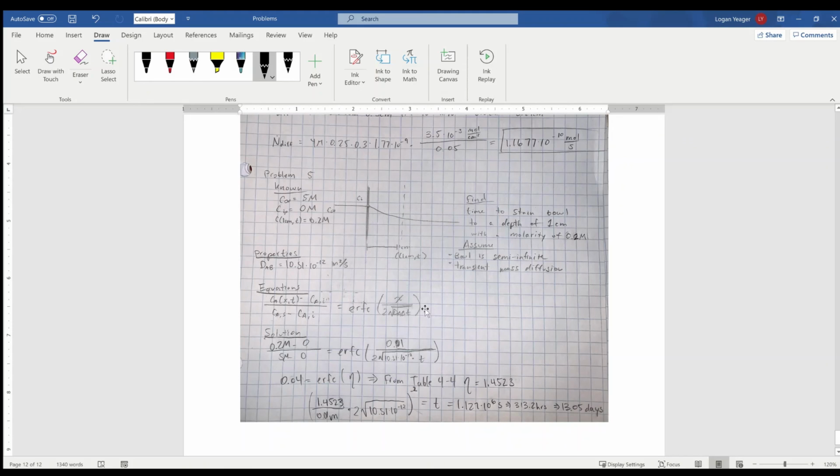So we get this equation, similar to the theta in heat conduction, and we just solve. We find that this is going to be 0.04, and using the tables we can back out an argument for the error function of this, and then plug that back in to solve for the total time, and it turns out to be 13.05 days. That makes sense just because of how small this diffusivity is.